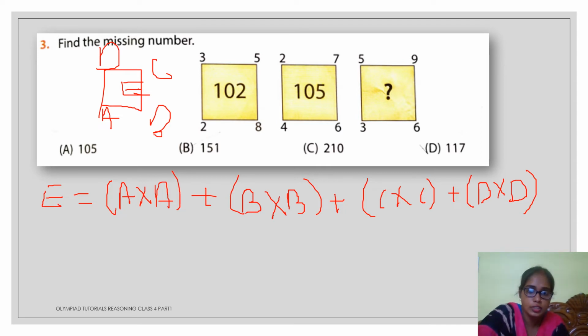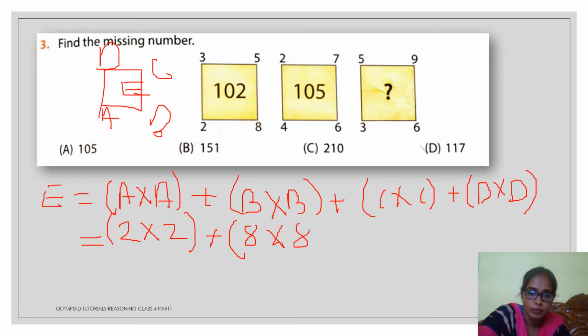If you see the first box, the four numbers are 2, 8, 5 and 3. Here you can equate it with the alphabets. A you can represent as 2, so you will get 2 into 2. In place of B you can write 8, that is 8 into 8. For C you can write 5, that is 5 into 5. And for D you have 3 into 3.